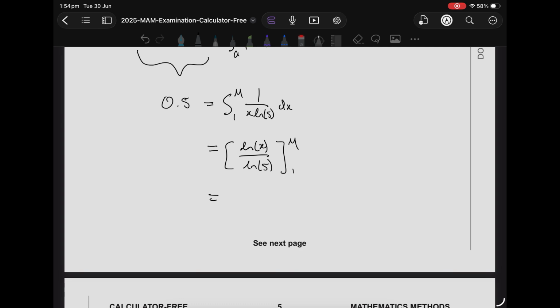Then, doing the exact same technique, every time we see an x, we're going to sub in our values for our bounds. So we get ln of m over ln of 5, minus ln of 1 over ln of 5. Recall that ln of 1 equals 0, and so this entire thing becomes 0 and can be ignored. Finally, this equals 0.5, and we can do some simple rearranging to get the value of m. So ln of m will be 0.5 ln 5.